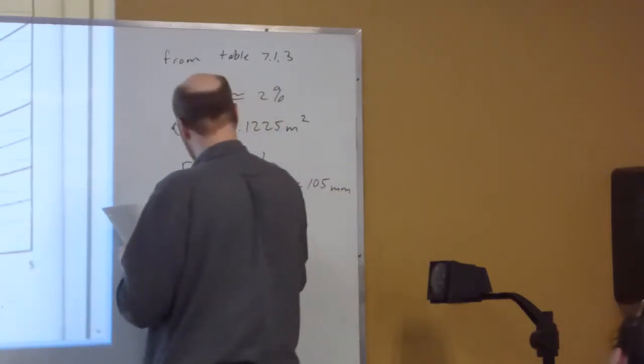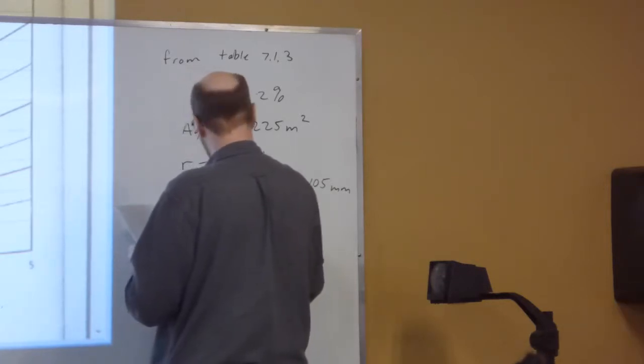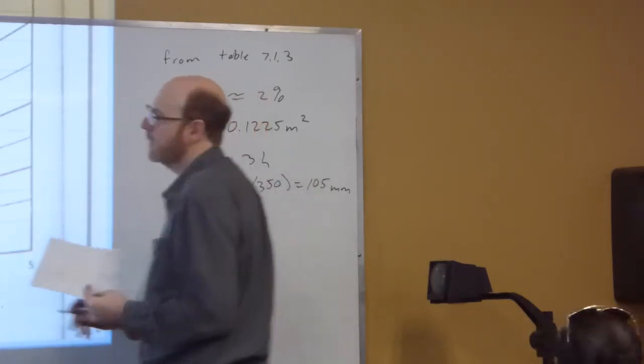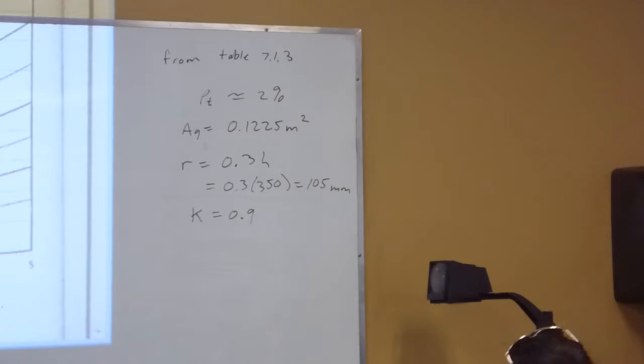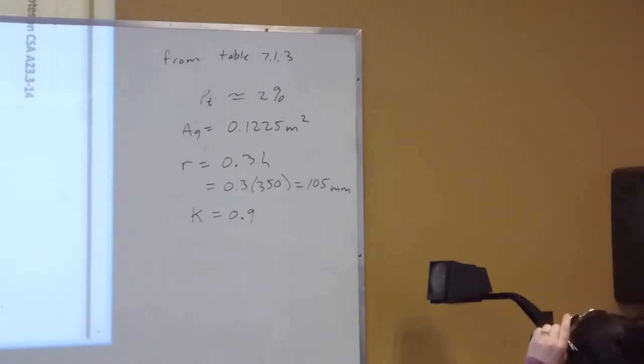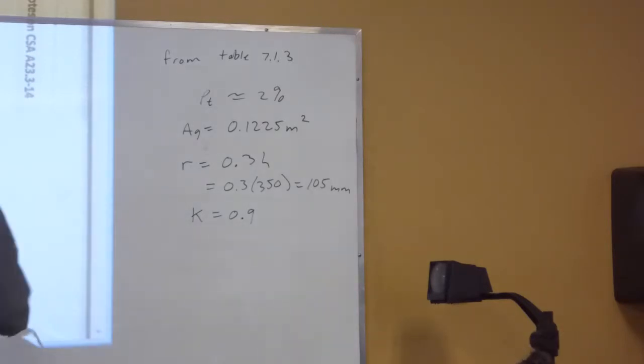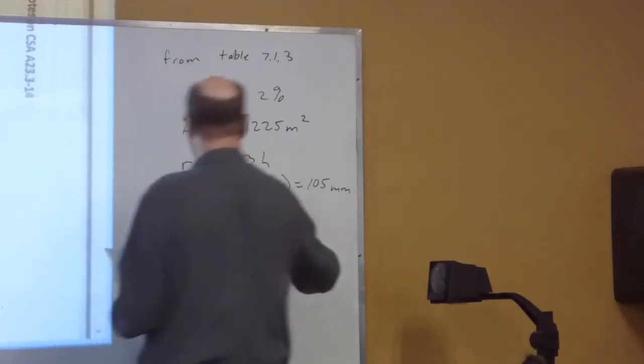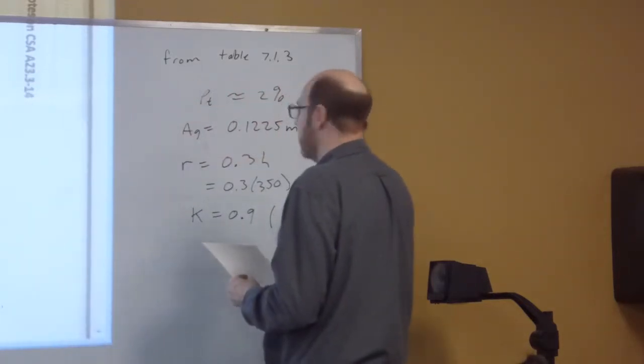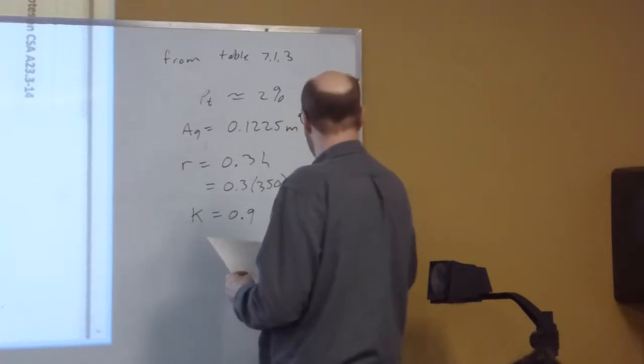We're going to use a K value of 0.9. That's that kind of standard configuration that I was showing you before. This one right here. That's your typical connection details, so we're going to use that K of 0.9. Well, do you have a table or something? And R is 115.2.